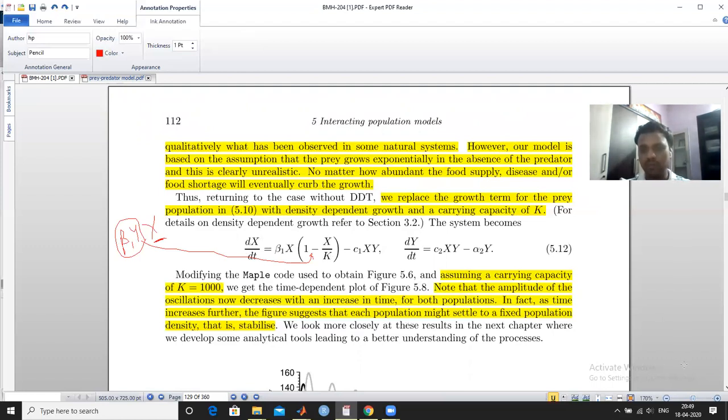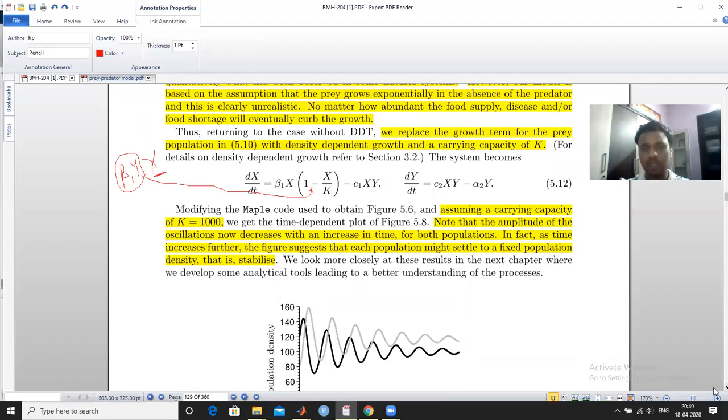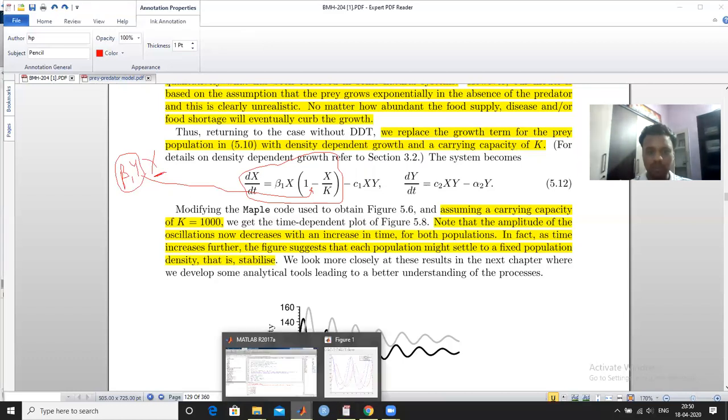The model will represent the population: if you take y equal to 0, this will become 0, and you will get this model. There is no exponential growth, because now this is density dependent. So if you simulate the model, then what will be the solution?